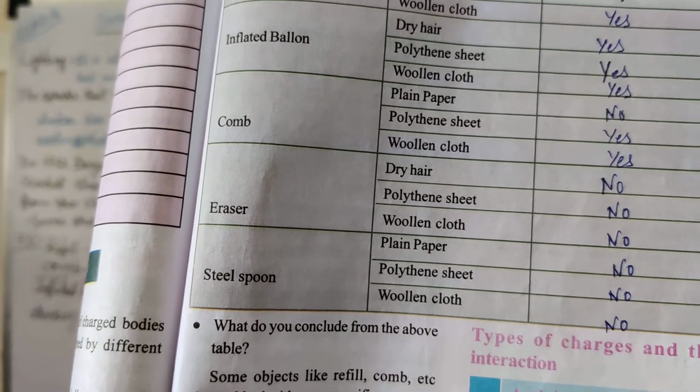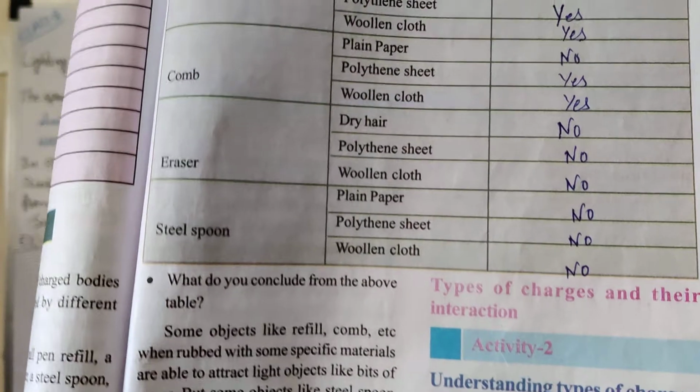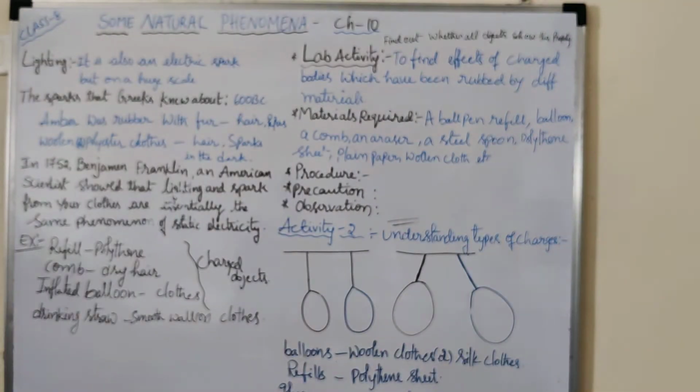Next, what is your conclusion? Some of the objects like the refill and comb, when rubbed with some specific materials, are able to attract light objects like bits of paper, or others like husk, or pieces of dry leaves. But some of the objects like a steel spoon and eraser do not attract the pieces of paper even after rubbing.